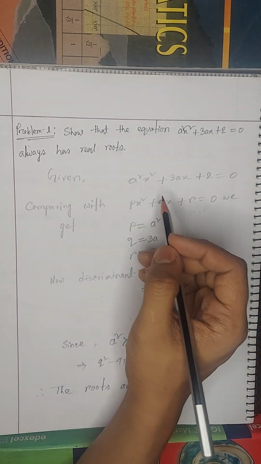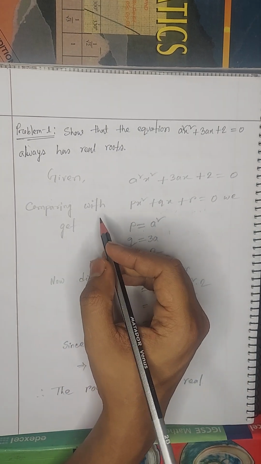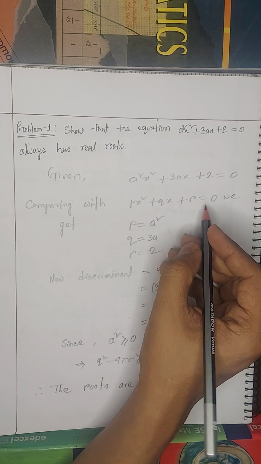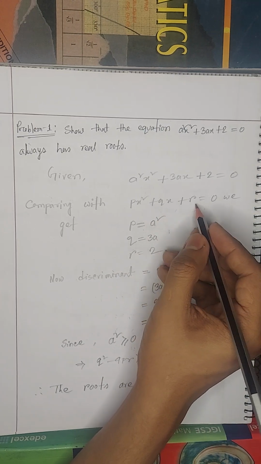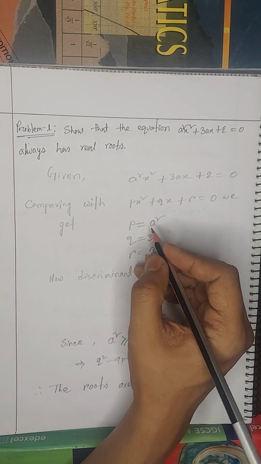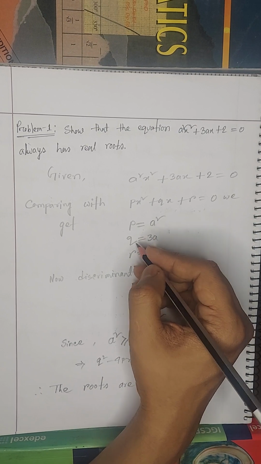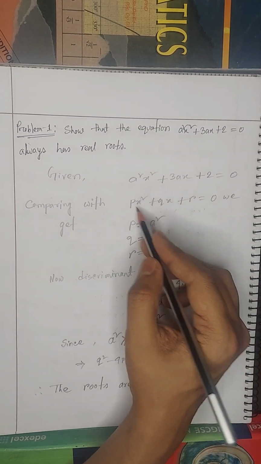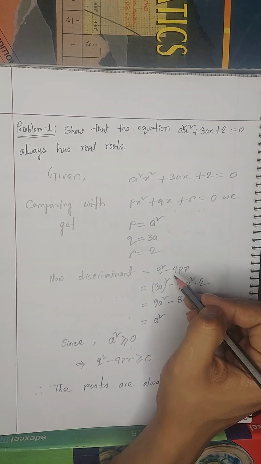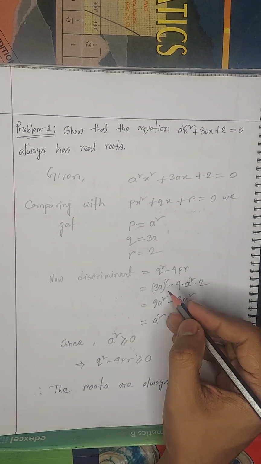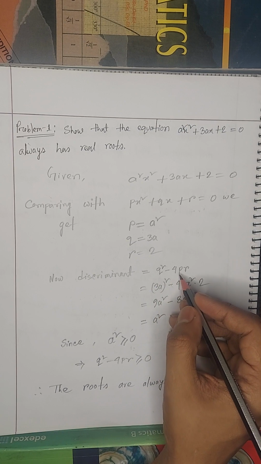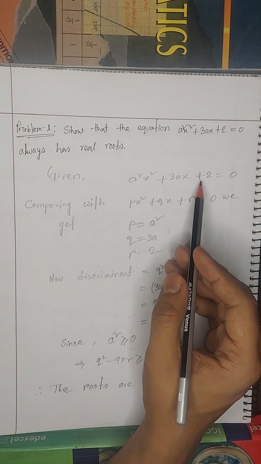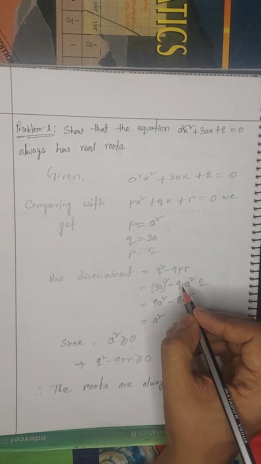So first, if we compare this equation with the quadratic form px square plus qx plus r equal to 0, we find that p is equal to a square, q is equal to 3, and r is equal to 2. And the discriminant of this equation, we know, is q square minus 4pr. The value of the discriminant will determine the nature of the roots of the equation, right?